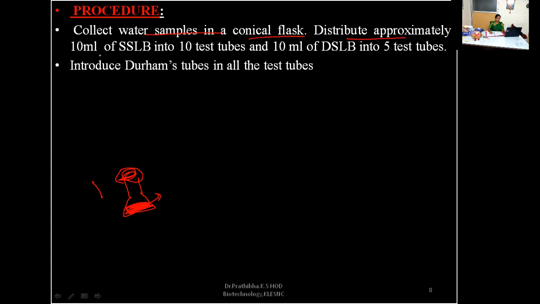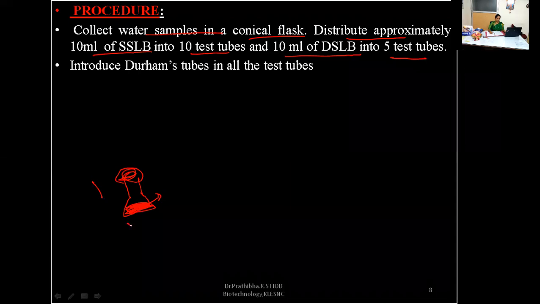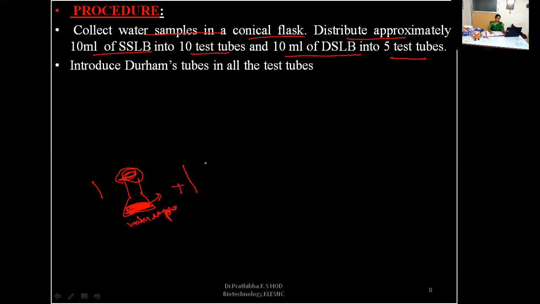Distribute approximately 10 ml of SSLB into 10 test tubes and 10 ml of DSLB into another 5 test tubes. So this is the water sample, we will not touch this one. So next what you need to do, in the previous slide you prepared the medium, right? That is DSLB you have prepared, and in other test tubes you have prepared and kept the single strength lactose broth.